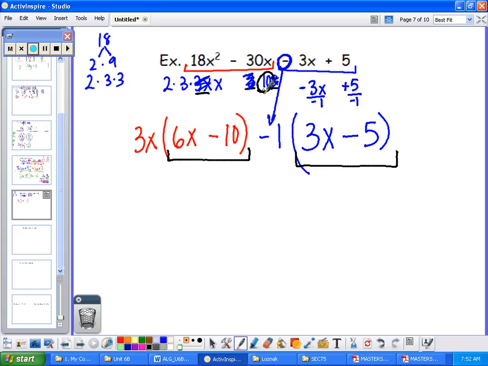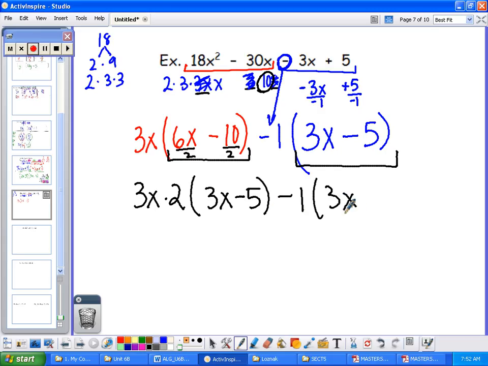Alright? So here's what I'm going to tell you. What do these have in common here? They both have really a 2. So not only am I going to pull out a 3x, but I'm also going to pull out a 2 from here. And if I divide this by 2 and I divide this by 2, it leaves me 3x minus 5. And the second part I can just keep the same.